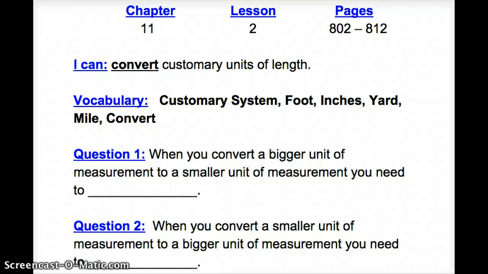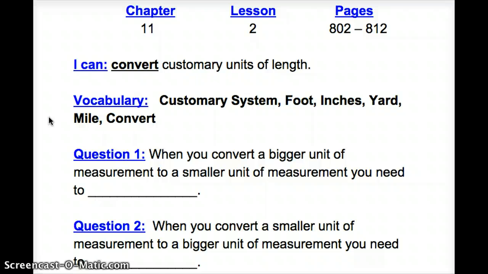Today's lesson is Chapter 11, Lesson 2, on pages 802 through 812. Our objective is I can convert customary units of length. Vocabulary: customary system, foot, inches, yard, mile, convert.